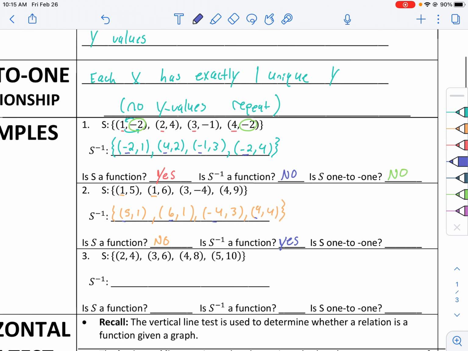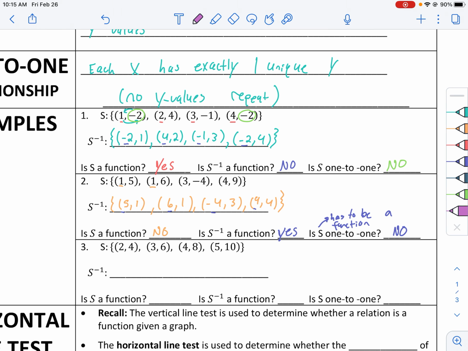All right, is S 1-to-1? Well, it has to be a function first in order for it to be 1-to-1. So S cannot be 1-to-1 in this case.